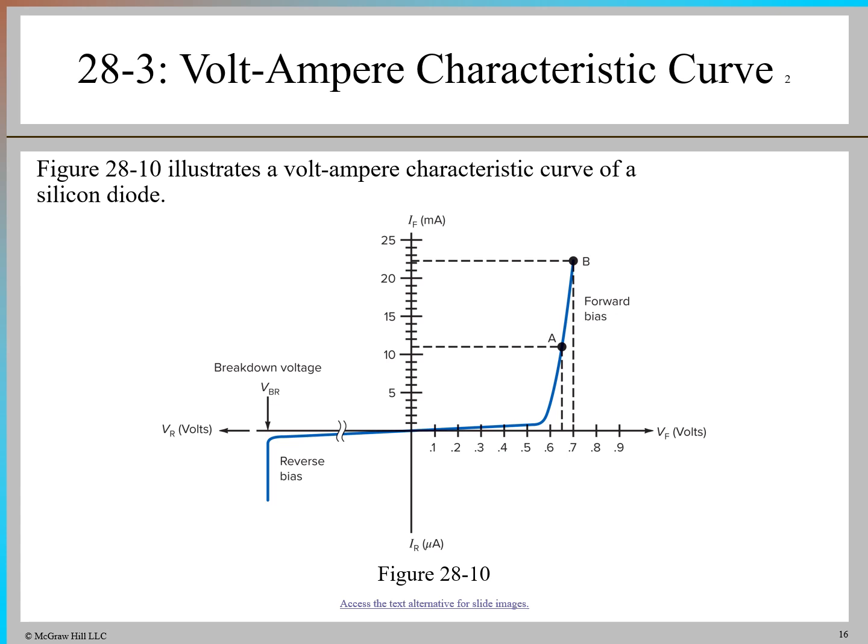In reverse bias, there is a small leakage current, or I sub R, until the reverse voltage reaches the breakdown voltage, or V sub BR. The current increases sharply in this region due to the avalanche effect, where free electrons collide with valence electrons, creating more carriers and accelerating the current.